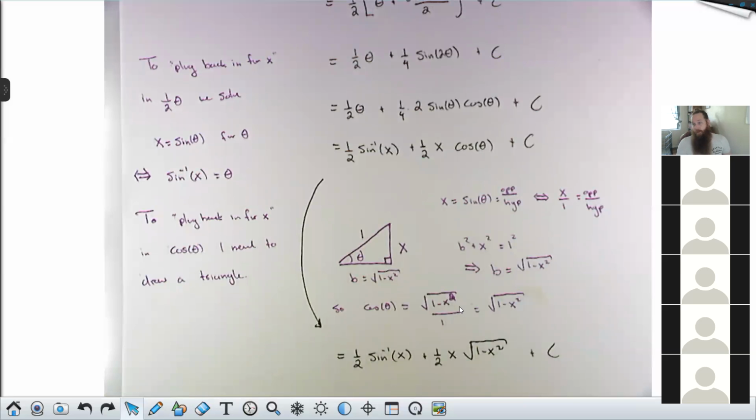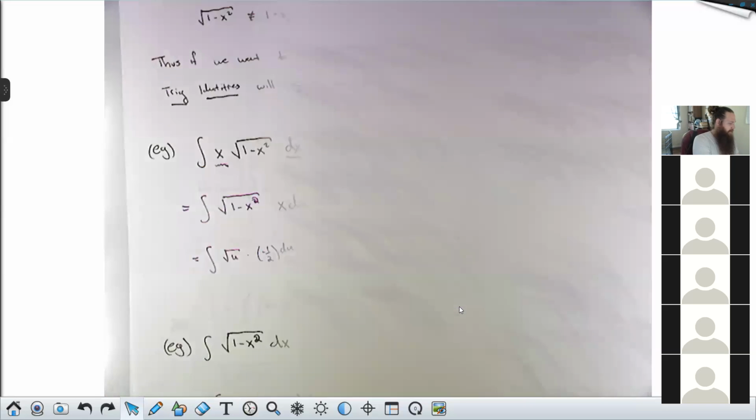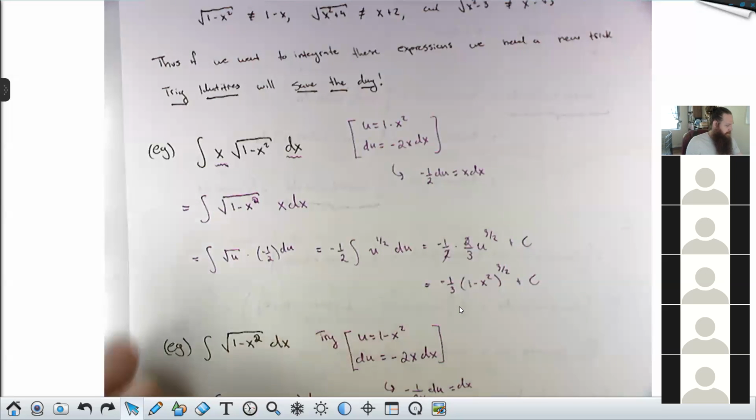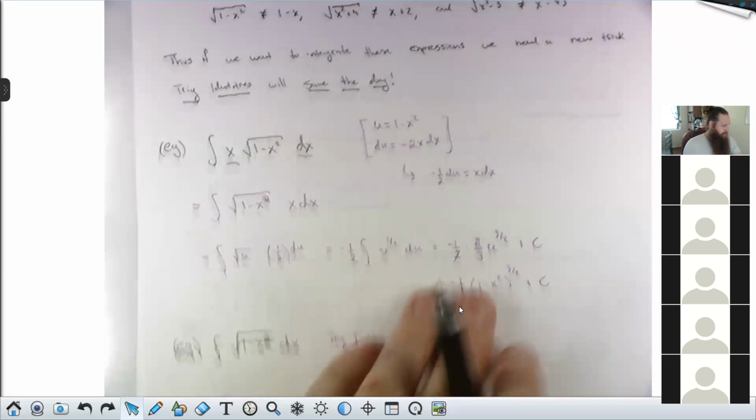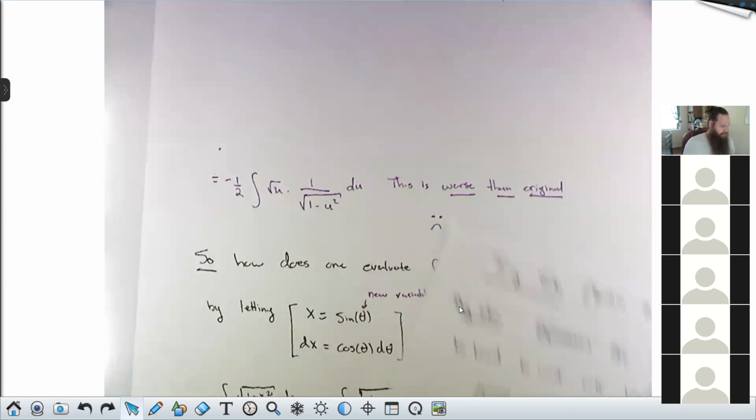So that was our big step here, is making the trigonometric substitution x equals sine theta. It was something that I pulled out of thin air at the start of the problem. And in the future, I'll tell you where it comes from. But yeah, let's go back and take a look at the rest of the problem here. Here we go.